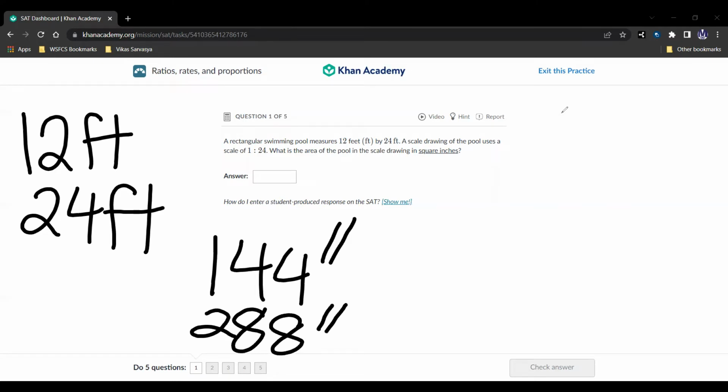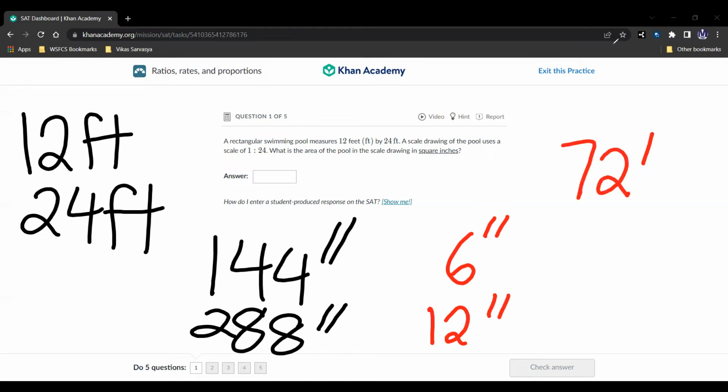which means that if we're doing a scale drawing of 1 to 24, we divide each of those by 24 to get that of the scale drawing, the dimensions are 6 inches and 12 inches. So the total area of the scale drawing is going to be 72 square inches, and that's our answer.